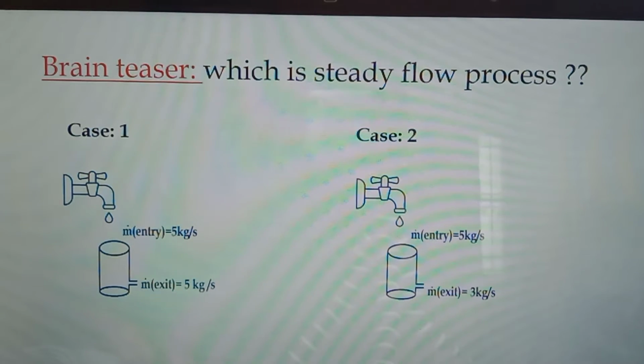Here comes the most fascinating part of our channel, the brain teaser. There are two cases in this question in which a tap is filling water inside a vessel. The water is flowing at a rate of 5 kg per second in the entry region, and the vessel has a drain plug which drains the water at a rate of 5 kg per second in the left side case, and at a rate of 3 kg per second in the right side case. The question here is, which is a steady flow process? To answer this, at any point of time, the change of water inside the control volume of the left side case will be 0. So the left side case is a steady flow process.